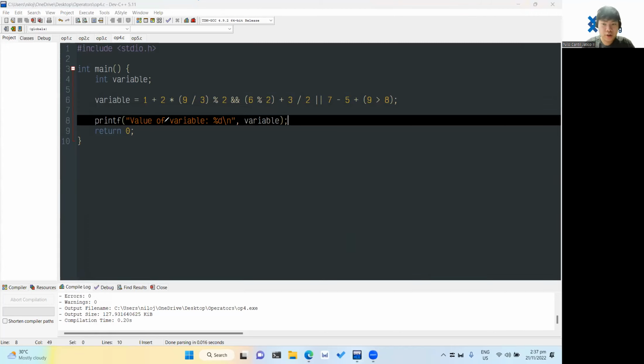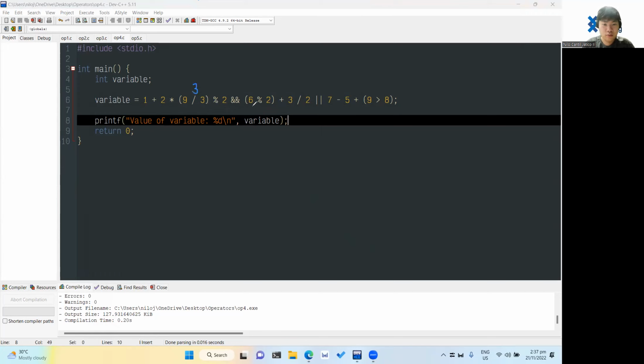So let's check here. Do you have any parentheses? We do. Since there are 3 series of parentheses, we have to solve them from left to right. So let's start with the leftmost parenthesis here. What is 9 divided by 3? 9 divided by 3 is 3.